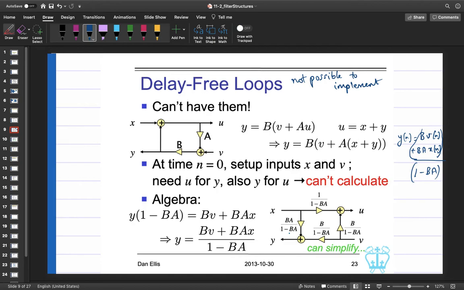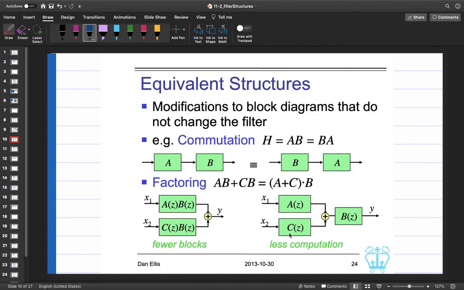Okay, now let's go on to the next thing. So as we discussed, one filter can have different implementations, and different implementations will have different costs of implementation, right? So let's try to focus on minimizing the number of components needed to make a structure, to make an implementation. So we are minimizing the number of components needed.